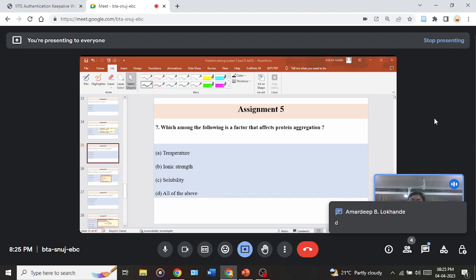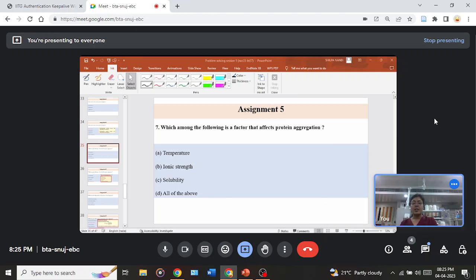Okay, as Amardeep said, D. So correct answer to this question is all of the above. That is all temperature, ionic strength, solubility can lead to protein aggregation. A change in temperature, either on the higher side or on the lower side, can result in the denaturation of the protein, that is from the native state to the misfolded state. Even if you change the ionic strength of the particular solution, the protein can aggregate. Again, solubility also affects the protein aggregation.